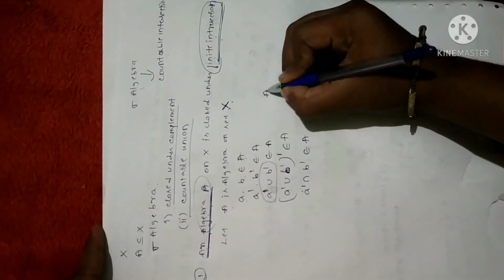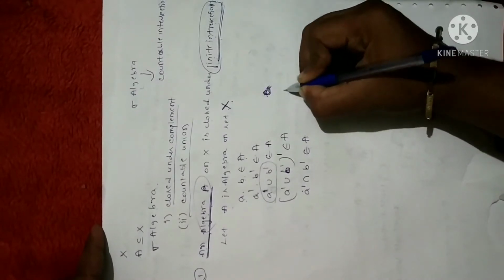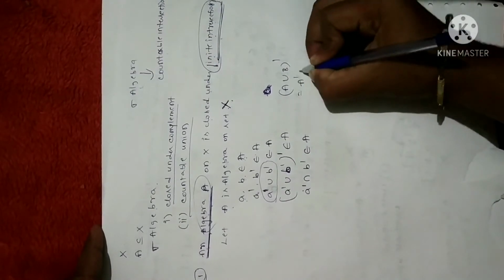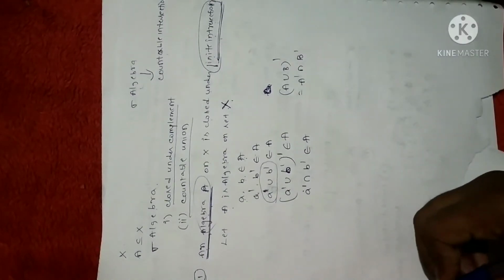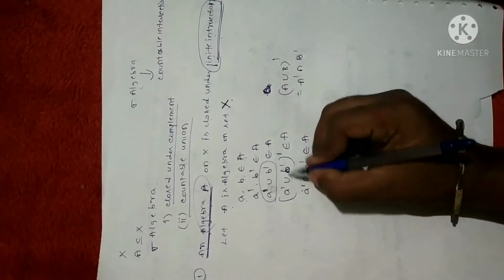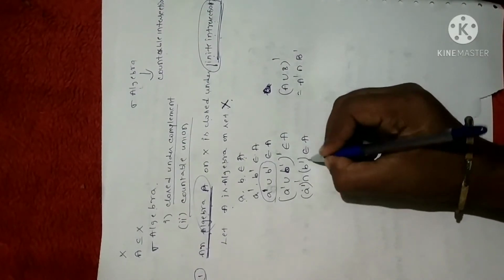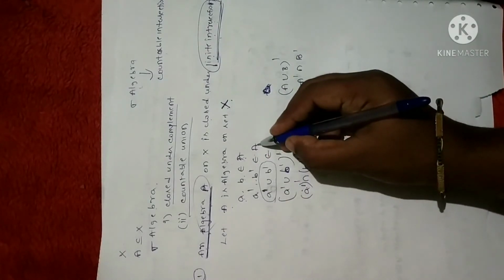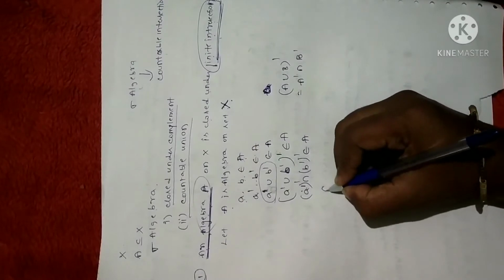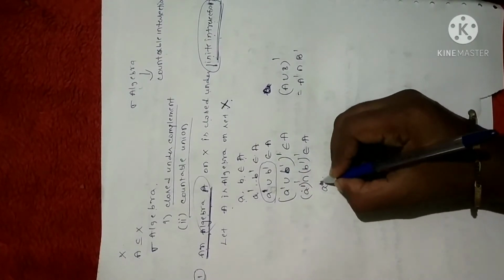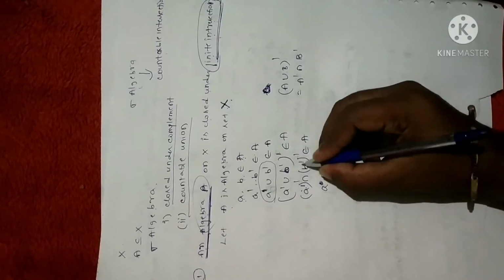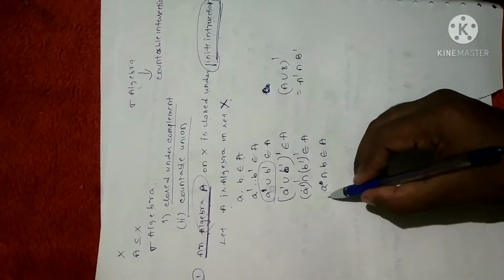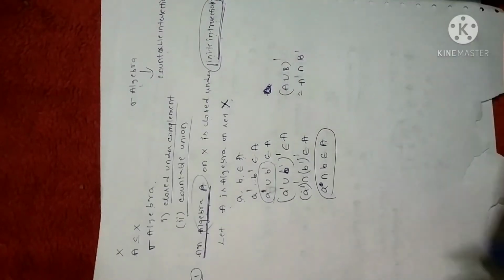De Morgan's law, I hope you remember the basics. What De Morgan's law says is that (A union B) whole complement is equal to A complement intersection B complement. When you apply De Morgan's law, you will get something like this. Again, A complement B complement belongs to the same set. So I can write (A complement) whole complement will become A, intersection (B complement) whole complement will become B, belongs to A. So it is closed under finite intersection.